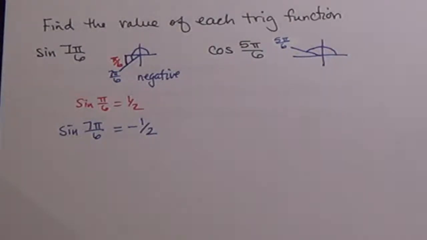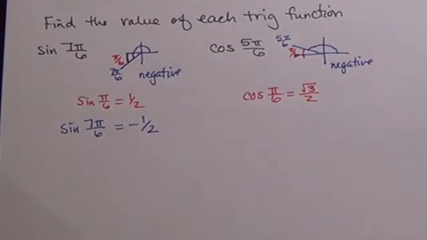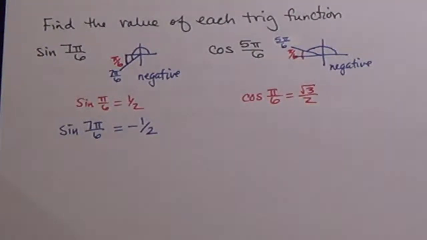Sine and its reciprocal cosecant are going to be positive, which means that cosine is going to be negative. If we look at the reference number, we again see that it's going to be pi over 6. And from what we've looked at previously, cosine of pi over 6 we know is going to be root 3 over 2. Cosine of 5 pi over 6 is going to be negative root 3 over 2.